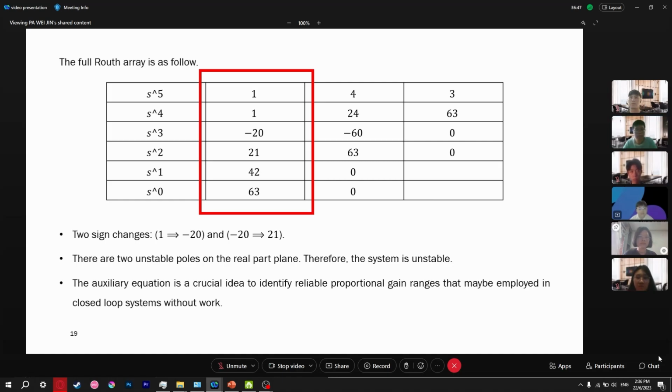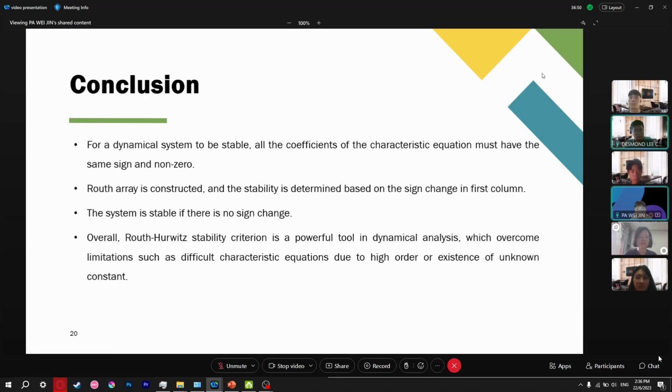Okay, so I will conclude our project. For a dynamical system to be stable, all the coefficients of the characteristic equation must have the same sign and be non-zero. Then the Routh array is constructed, and the stability is determined based on the sign changes in the first column. The system is stable if and only if there is no sign change in the first column. Overall, the Routh-Hurwitz stability criterion is a powerful tool in dynamical analysis, which overcomes limitations such as difficulty in solving characteristic equations due to high order or the existence of unknown constants.